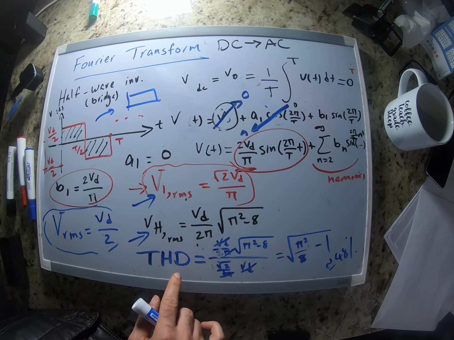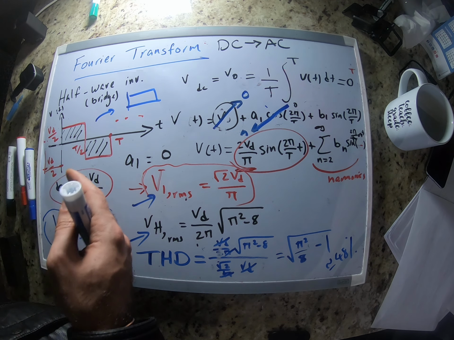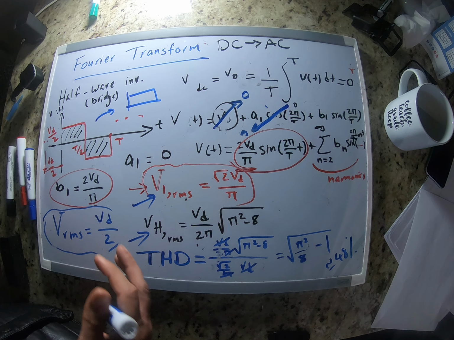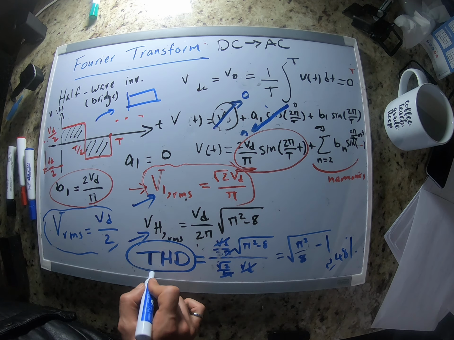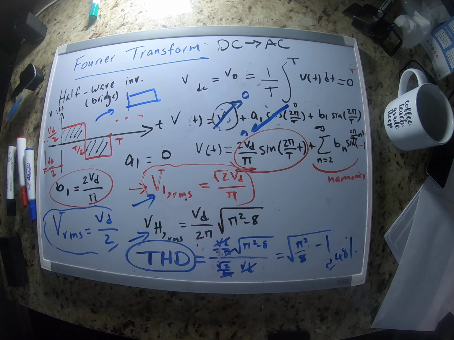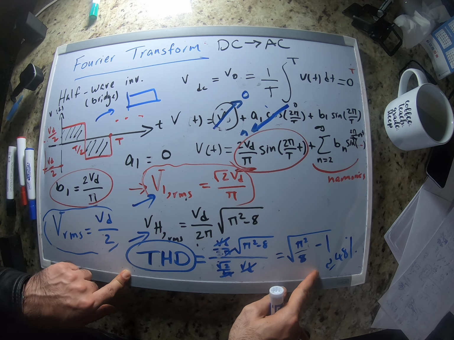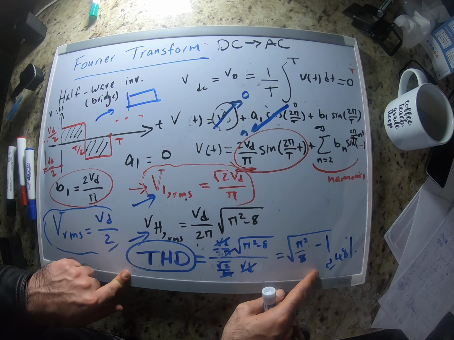This is an indication of how good or how bad an inverter is or a rectifier is. THD is something that you use to compare different inverters or different rectifiers. And this tells us that this inverter has 48% THD.